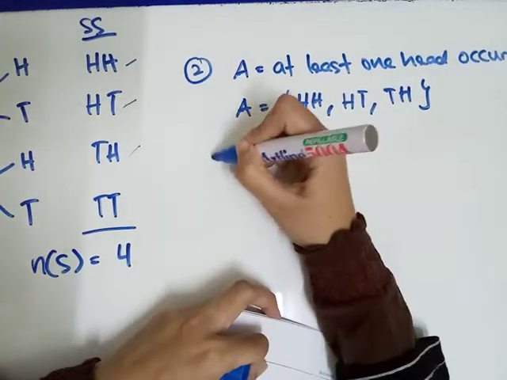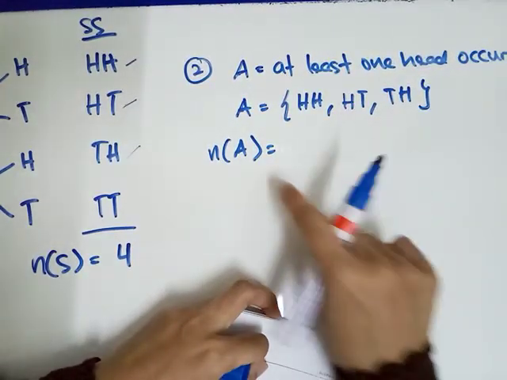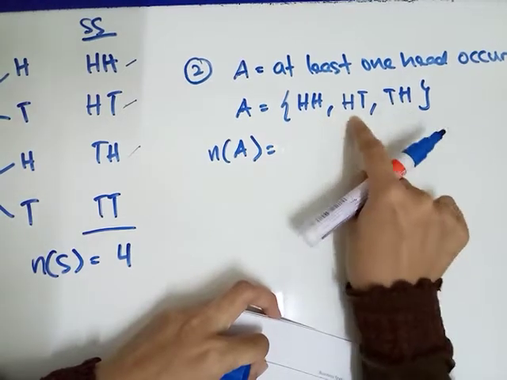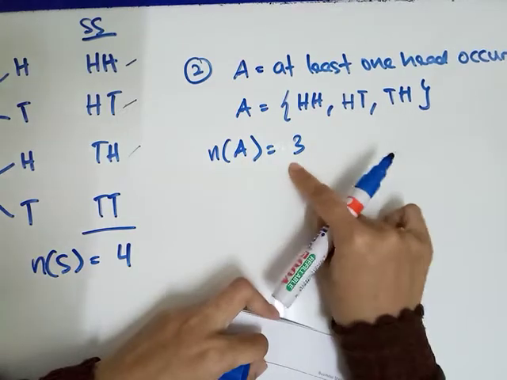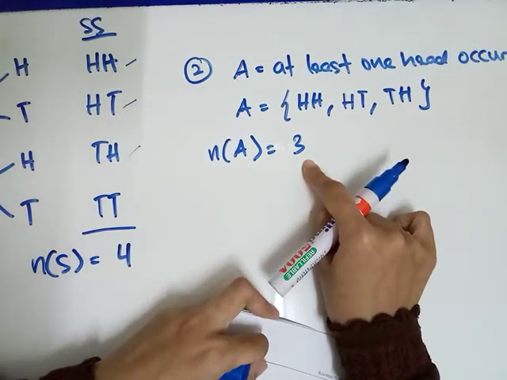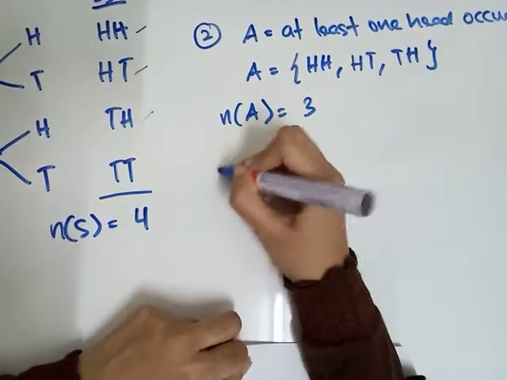Okay, so what is the element? How many elements inside A? 1, 2, 3. Okay, the number of elements inside A is 3. So kita dah tahu NA dengan NS, then substitute into formula.